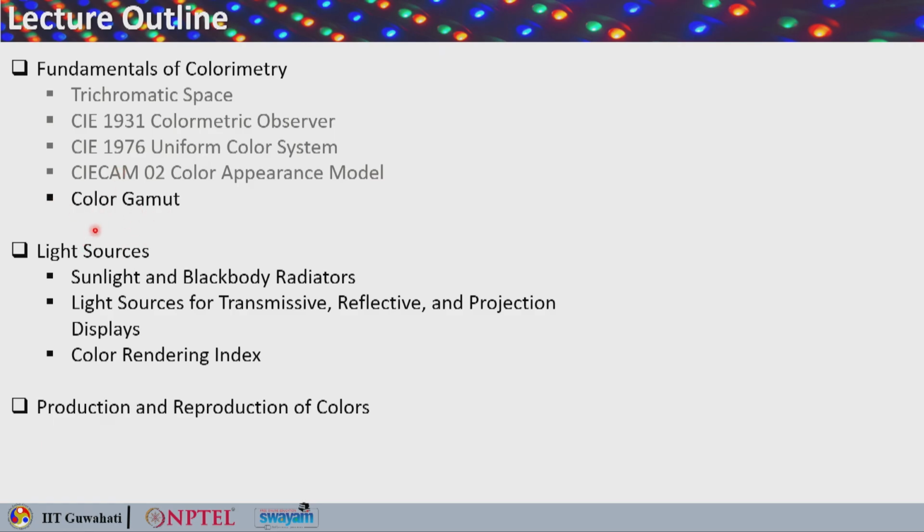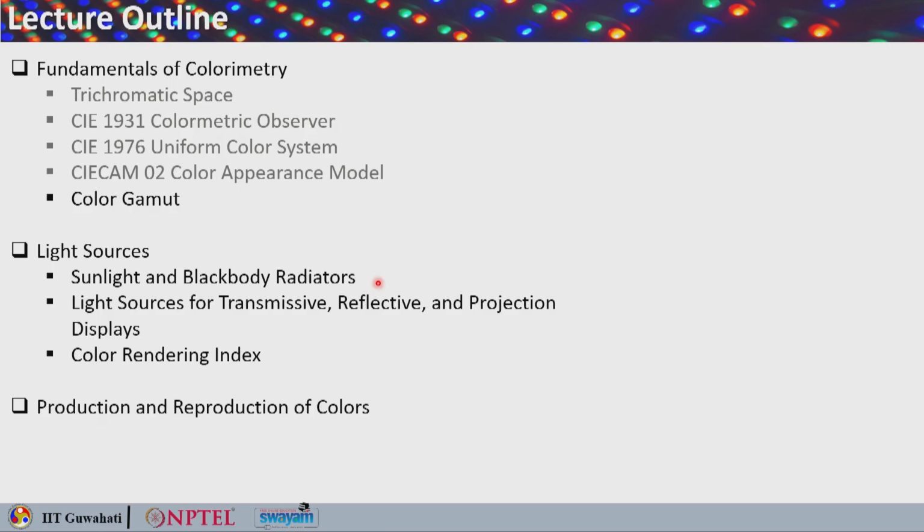We have been covering the fundamentals of colorimetry, and in this particular lecture we will cover a topic called color gamut. We have covered these things in the previous lectures. Then we will also look into the light sources, something like sunlight and black body radiators, light sources for transmissive, reflective and projection displays, color rendering index, and then we will look into production and reproduction of colors.